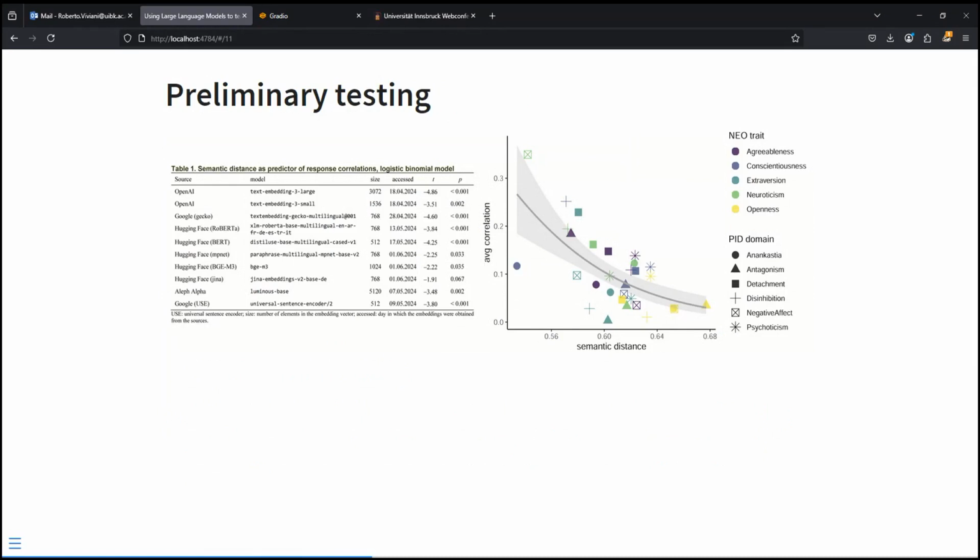We know that the answers are correlated. For example, neuroticism and negative affect are very correlated, and we see here that this is also due to the fact that they have a small semantic distance. So they ask similar things, these two cases. That is why people give the same answer.